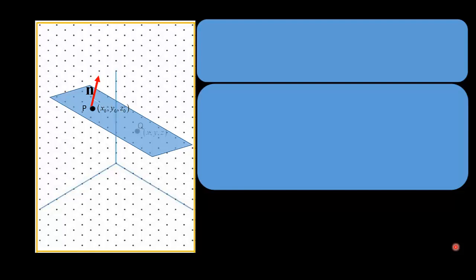Okay, so here's how we proceed. Let's consider another point on that plane, Q, and we'll call it x, y, and z. This is just an arbitrary point on the plane. And let's think about a vector with the initial point at P and the terminal point at Q, like this. Now we can put that vector in component form, like this. What I've done is take x minus x naught, y minus y naught, z minus z naught, because that's the way we do it.